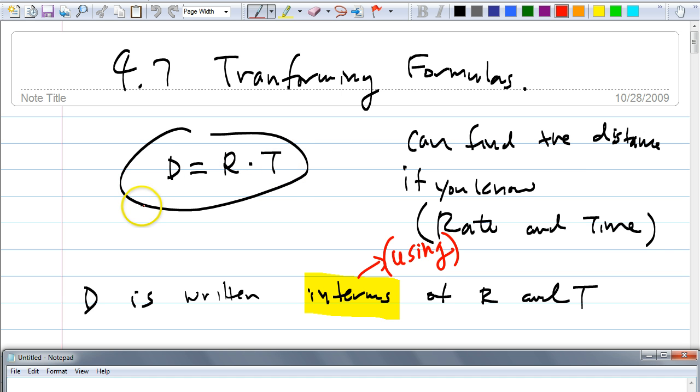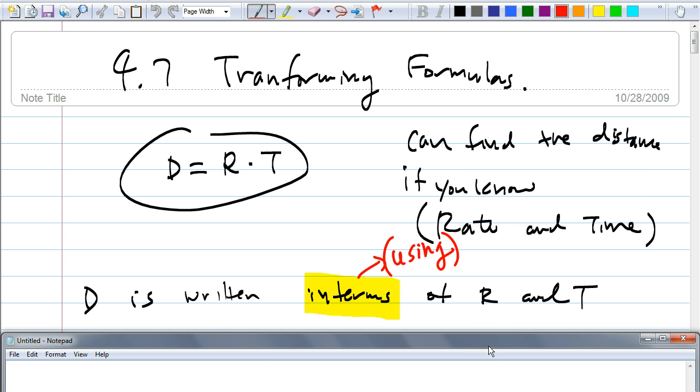Does that make sense? So when you have D is equal to RT, you could say D is written in terms of R and T. In terms of means they're using R and T to represent D. That's all it means, okay? So it may sound sort of hard, but it's not really. Okay, so write that down. I'll wait. So again, when they say in terms of, they just mean D is written using rate and time. Is that okay?